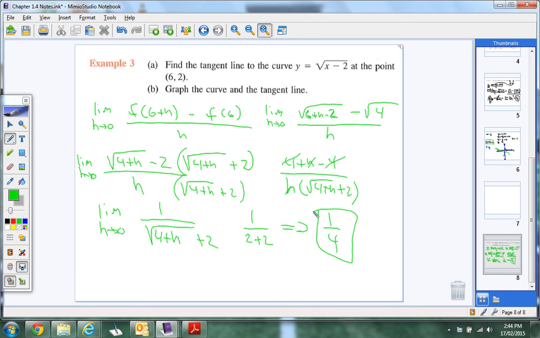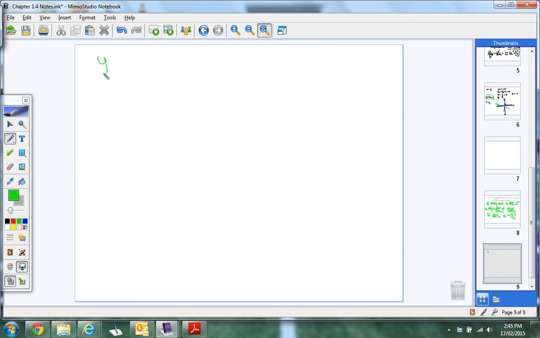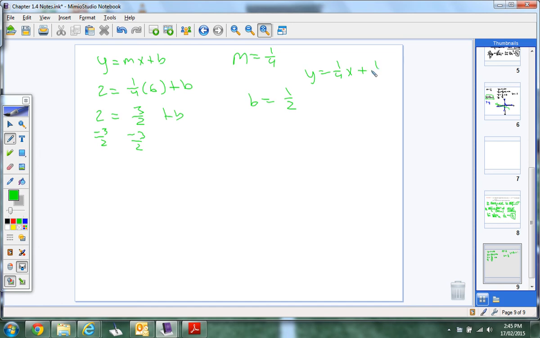Okay, and let's finish this out here. So we've got to get the equation. So y equals mx plus b. M is 1/4. What was our point again? 6 and 2. So 2 equals 1/4 times 6 plus b. That gives you 6/4. So 2 equals 3/2 plus b, because 6/4 is 3/2. Minus 3/2, minus 3/2. 2 minus 3/2 is 1/2. Okay, so we have y equals 1/4 x plus 1/2.